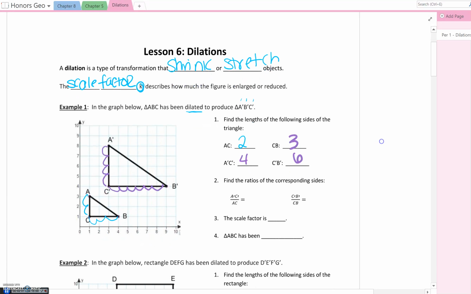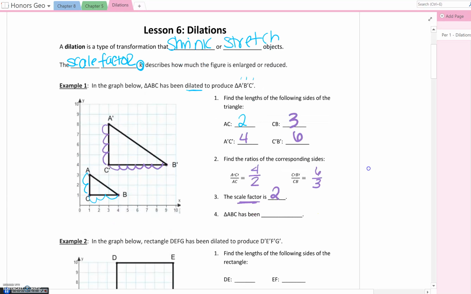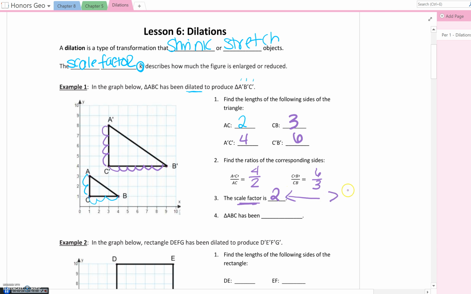Okay. Now, again, this is review from what we did before, so here, let's just come up with some ratios. In order to find the scale factor, you need to take the image and put it over the pre-image. So the image of AC prime is 4 over 2, and CB is 6 over 3. From this, we can easily say that the scale factor is 2. Since this number is greater than 1, we can say that ABC has been enlarged, or stretched, or whatever. It gets bigger, okay?